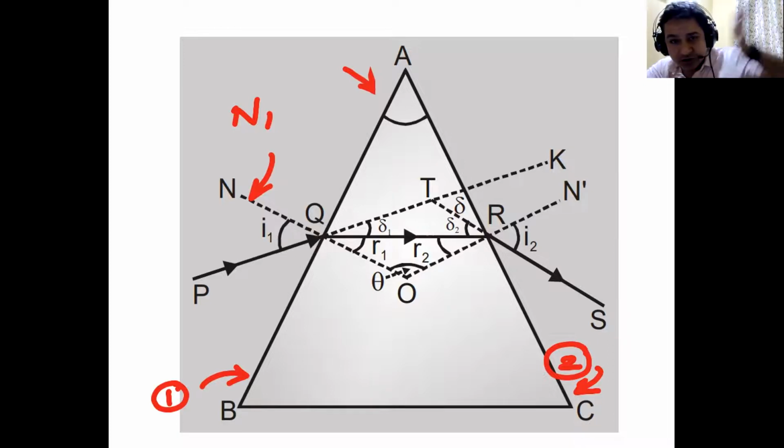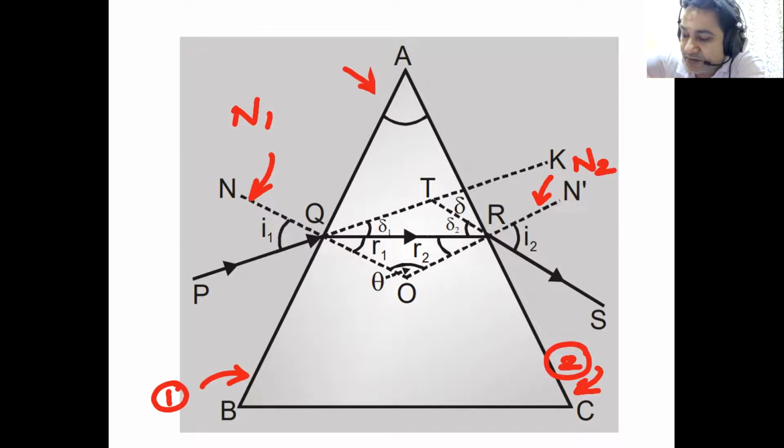I have to draw a normal on this face. This one is the normal drawn on face 2. Do we understand this? Can I have a raised hand that we understand this? Yes, sir. N1 and N2 are the two normals which are drawn.